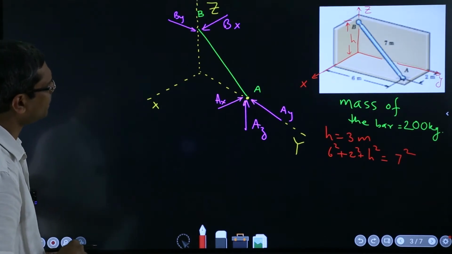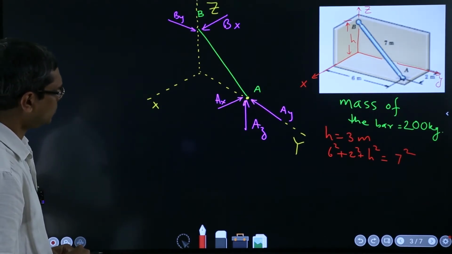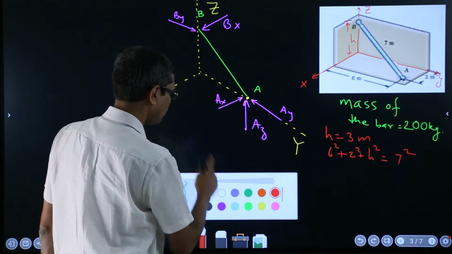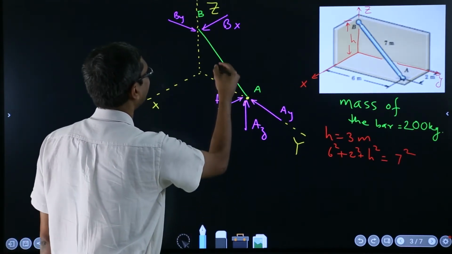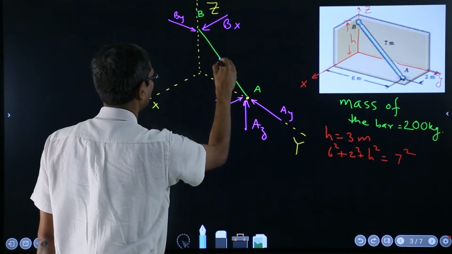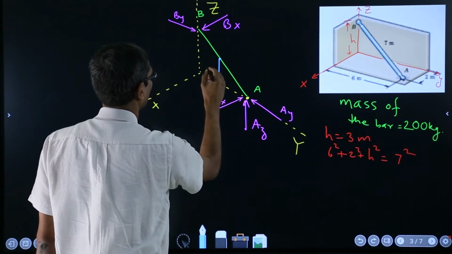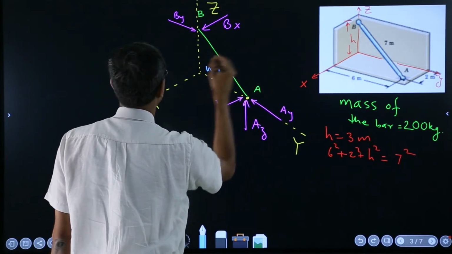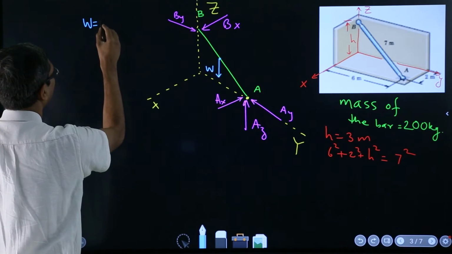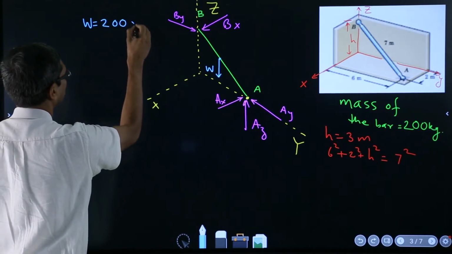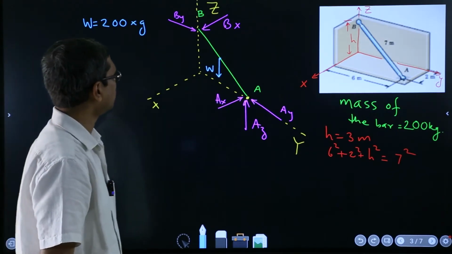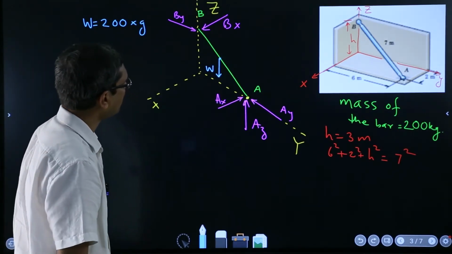Now, actually one more thing I forgot to put here, and that's the weight. The weight is somewhere, it should act like this. Now this W is nothing but 200 times g. So that's the weight which is acting.